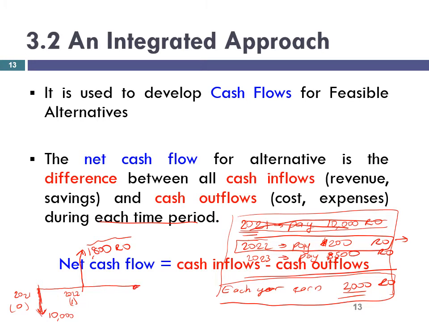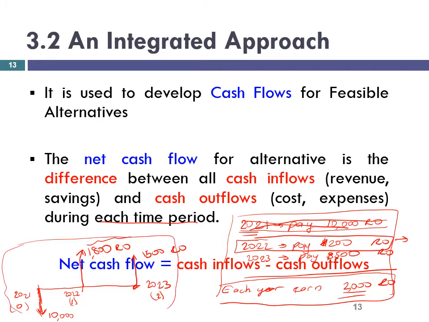And in 2023, which is year 2, we are paying 500 Riyals, but we are again earning 2,000 Riyals, and again we write the net amount after subtracting 500 from 2,000, so it will be 1,500 Riyals. This is the net cash flow, and this diagram is the cash flow diagram.